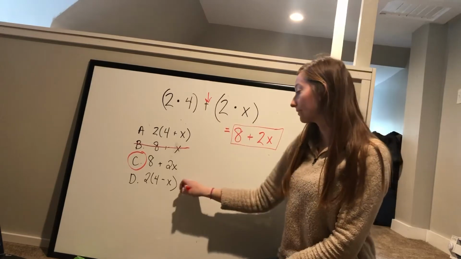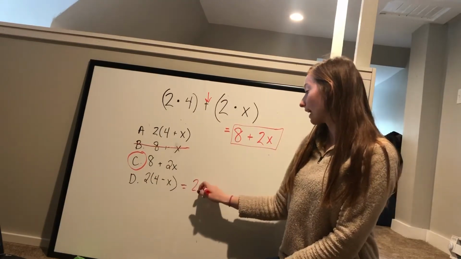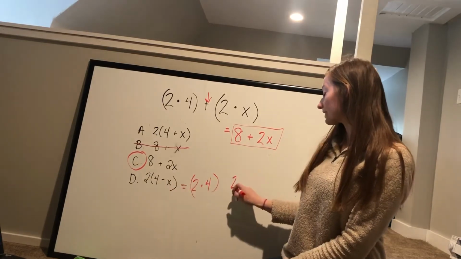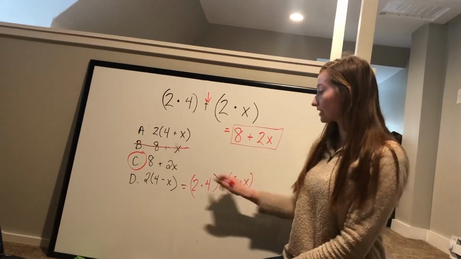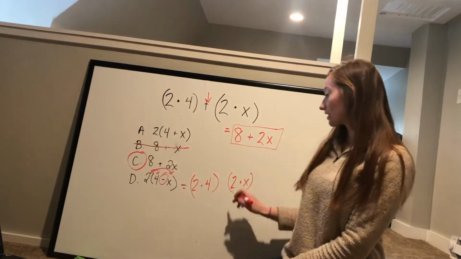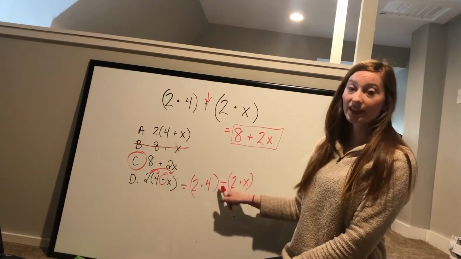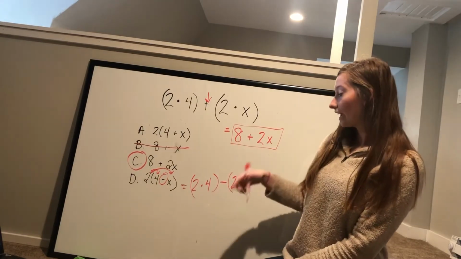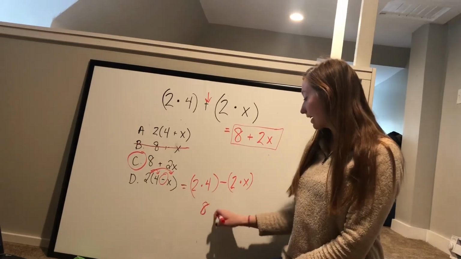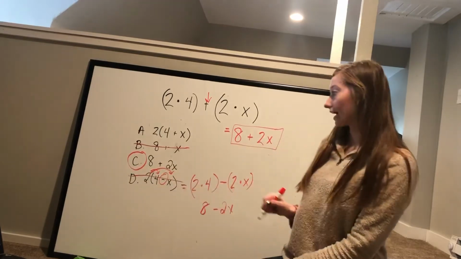So let's start with D. If I were to distribute my 2, it would be 2 times 4, and then 2 times x, because I distribute it to my x as well. And my operation is subtraction. So I already can see that these two are different because they have different operations. If I went further and wanted to simplify, it would be 2 times 4, which equals 8, minus 2x. So that's different. This would not be correct.